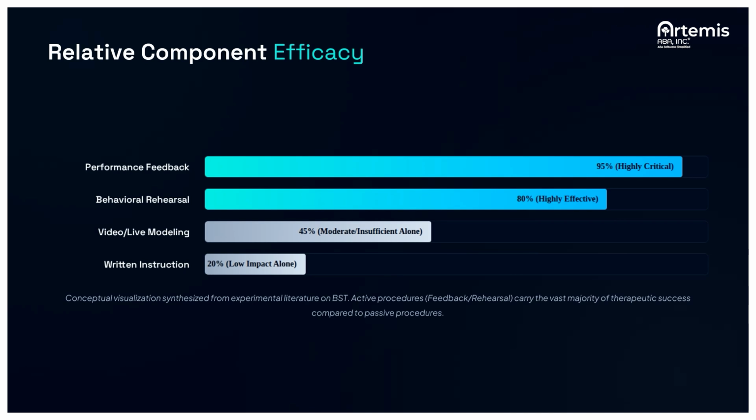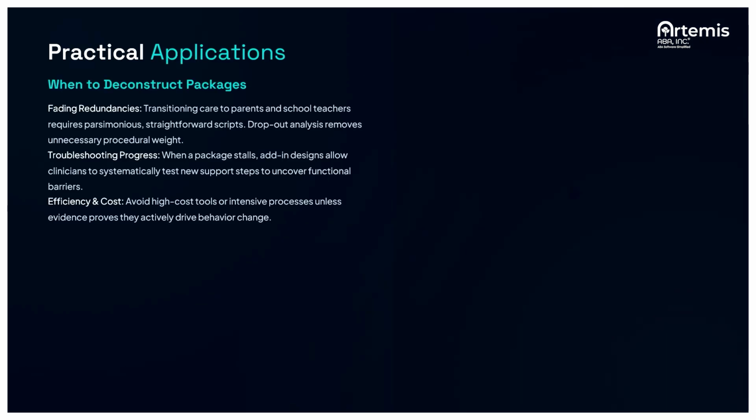To wrap up, when should we actually deconstruct our clinical packages? First, to fade redundancies. Families and schools need simple, actionable steps. Second, for troubleshooting stalled progress by introducing missing layers systematically. And finally, for fiscal and administrative efficiency. Don't pay for high-cost tools unless they have a proven active utility.